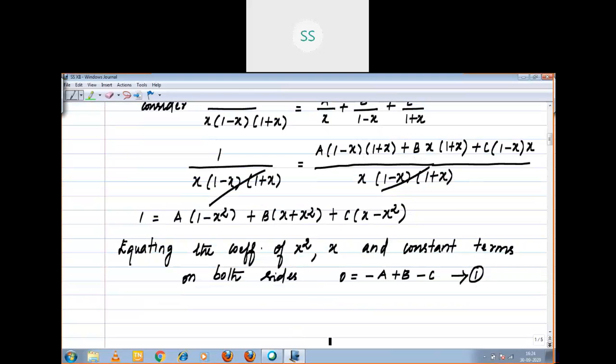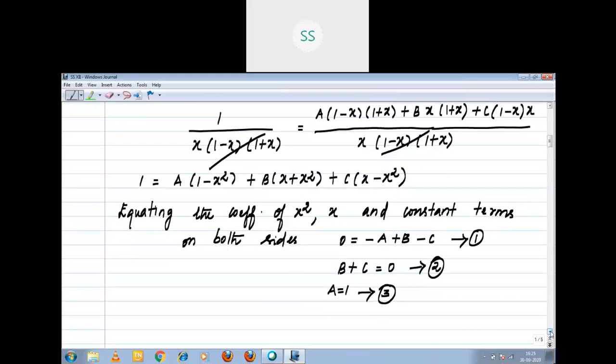Now you want to equate the coefficient of x on both the sides. What is it? b plus c is equal to 0, because there is no x term on the left side. This is equation number 2. Now equating the constant, what can you get? a equal to 1, that is equation 3. You arrived at the a value straight away when you equated the constant.